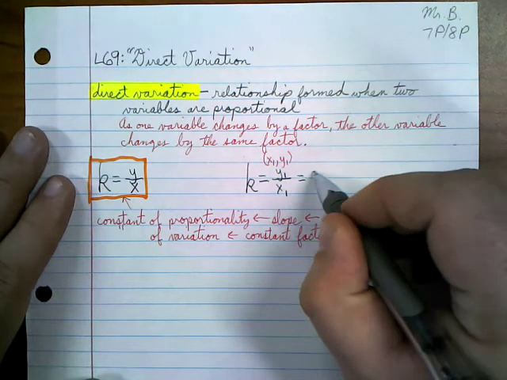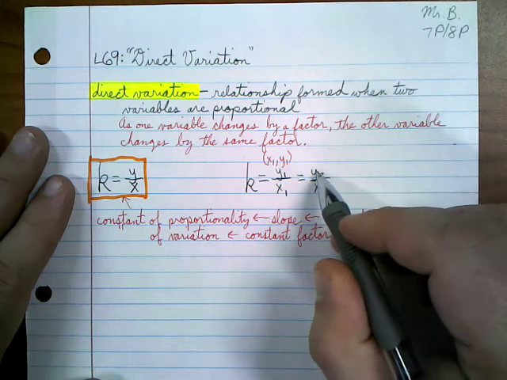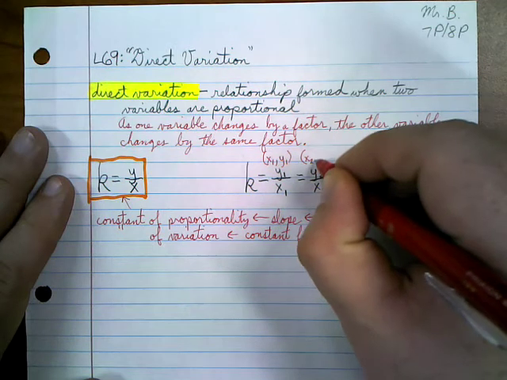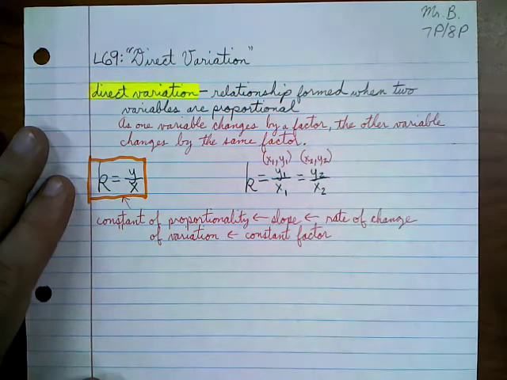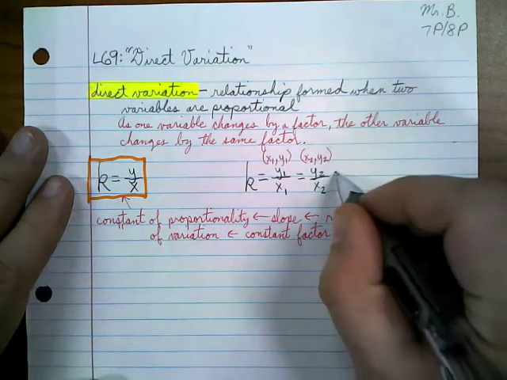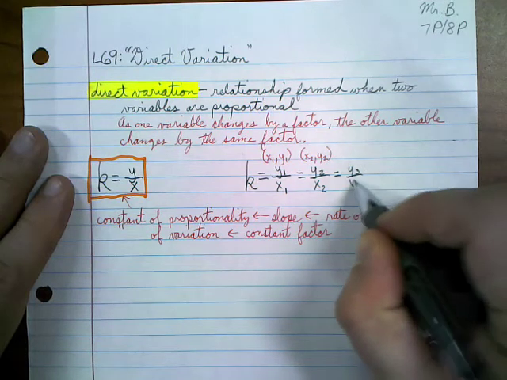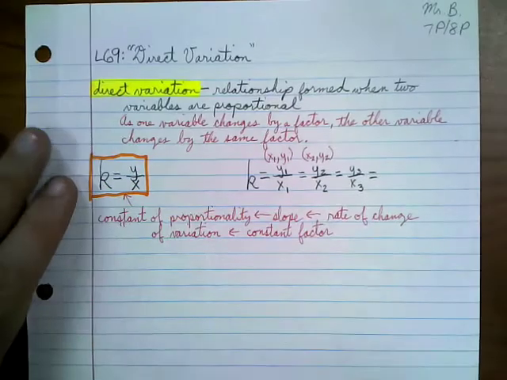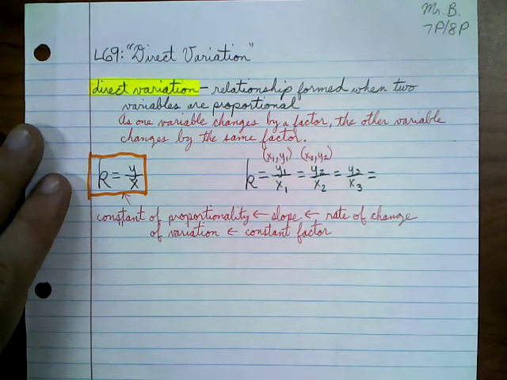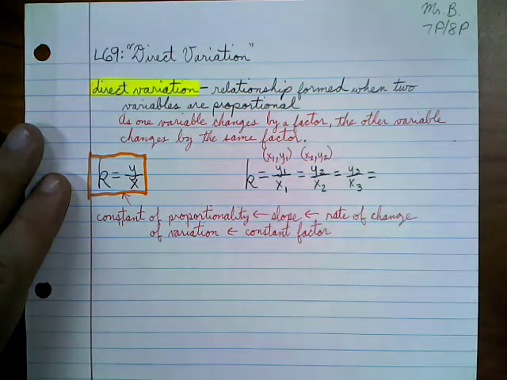Since this is constant, if I take a second pair of values, y sub 2 and x sub 2, coming from a second point in the graph, these also should equal k. For that matter, we could take a third pair of points and a fourth pair of points and a fifth pair of points and any number of pairs of points that we want to, and the y value divided by the x value should always equal k.